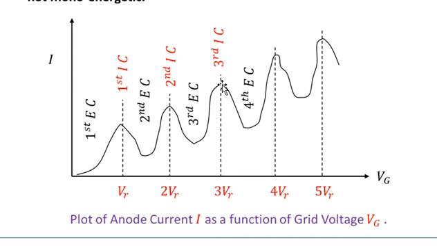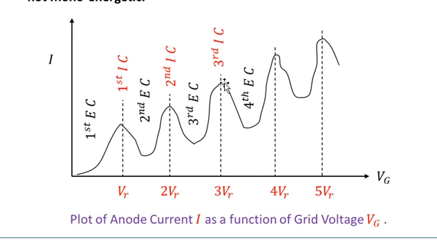Again you see that when the electron energy is greater than 3 times VR, it means that the same electron now can undergo three inelastic collisions with mercury atoms, and then of course a dip will be recorded over here again. So this will be the region of the third inelastic collisions.